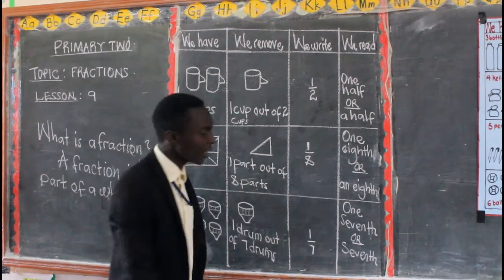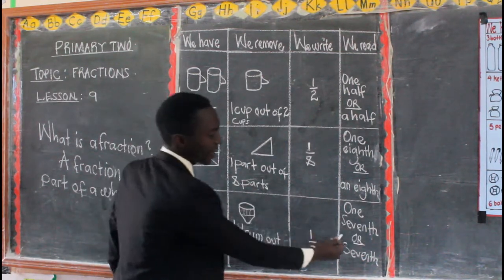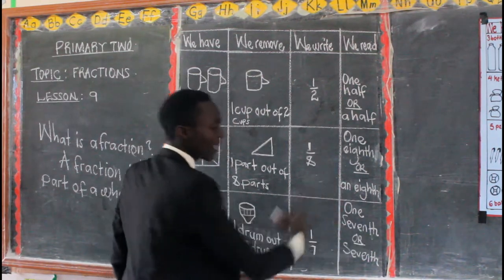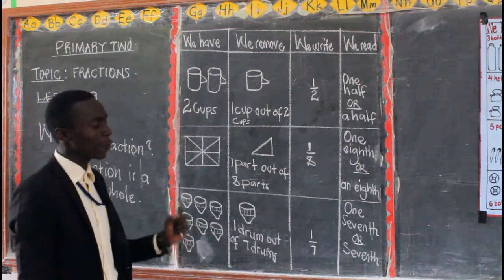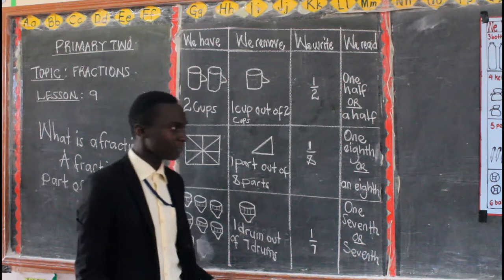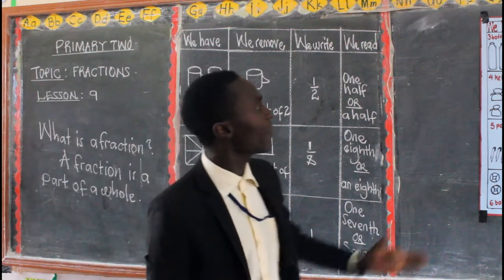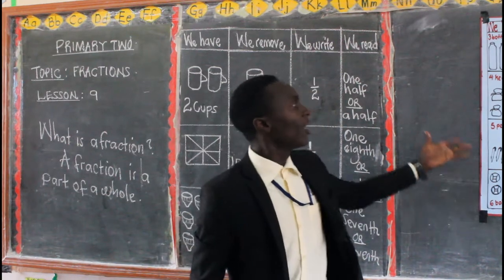How do we read this one? Read it as 1/7. Don't add s here. Or we can say a seventh. That's how we read that one. Let's go to other examples here, examples of fractions that we are having.